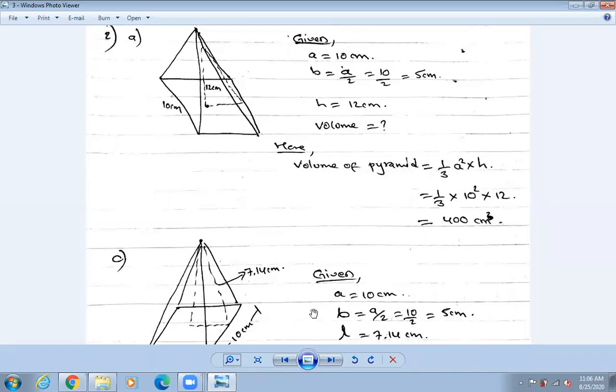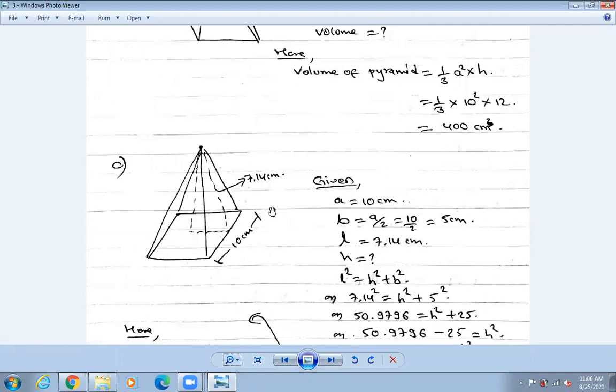If you know the formula, we can solve this very easily. So A, B, H, L. This thing only we need to find out. Once this is found, we can easily find the other answers. It is just applying the formula. So here let us see number C.